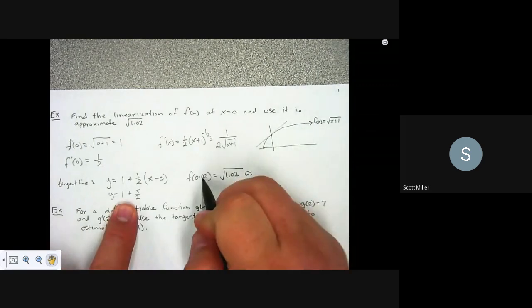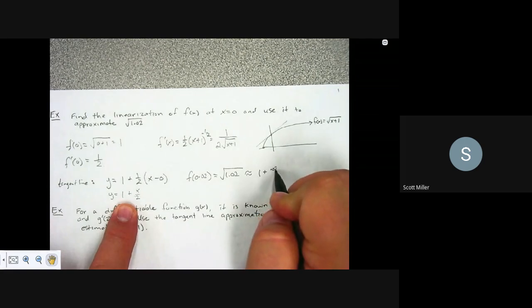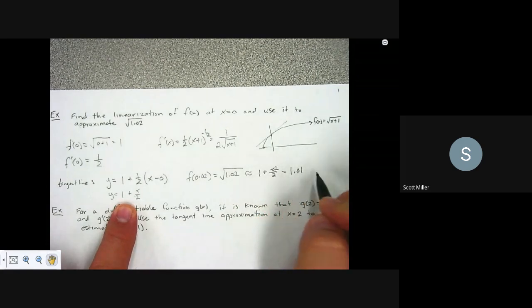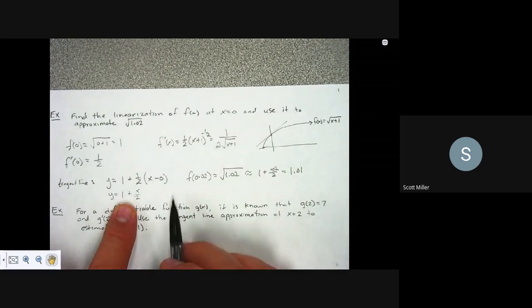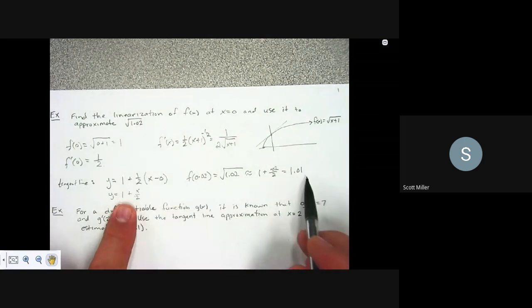And plug that number into this, so I get 1 plus 0.02 over 2, which gives me 1.01. That's my approximation. Okay, and that's what we were asked to do: find an approximation using the tangent line for that quantity, and there it is.